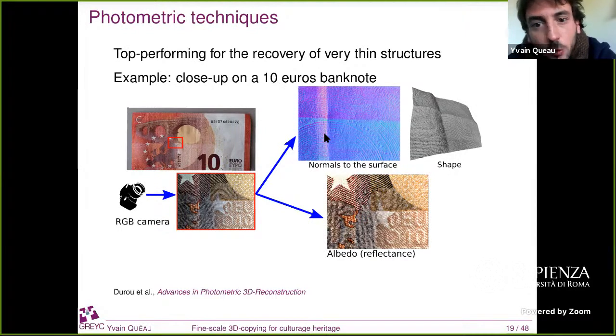You cannot see these on the banknote, but if you put your finger on the banknote, you will feel it. So it's very small. It's essentially there just to make the banknote hard to copy.